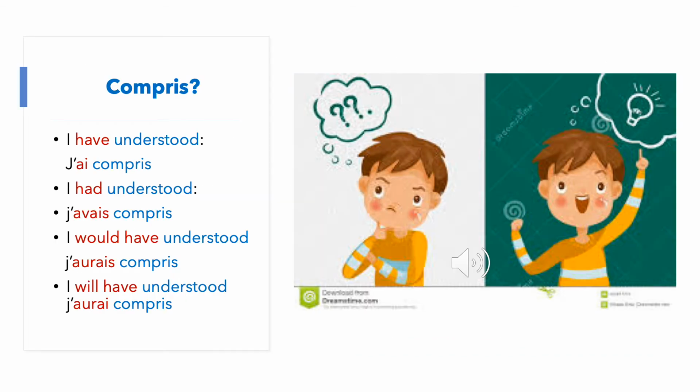So let's see what it looks like in French. I have understood. Have is the present tense of to have, and I have is j'ai. So I have understood, j'ai compris. I had understood. Had is the past of to have, so I had is j'avais. I had understood, j'avais compris. I would have understood. Would is your conditional, so I would have is j'aurais. I would have understood, j'aurais compris. I will have understood. Will is future of to have, so I will have j'aurais. I will have understood, j'aurais compris.